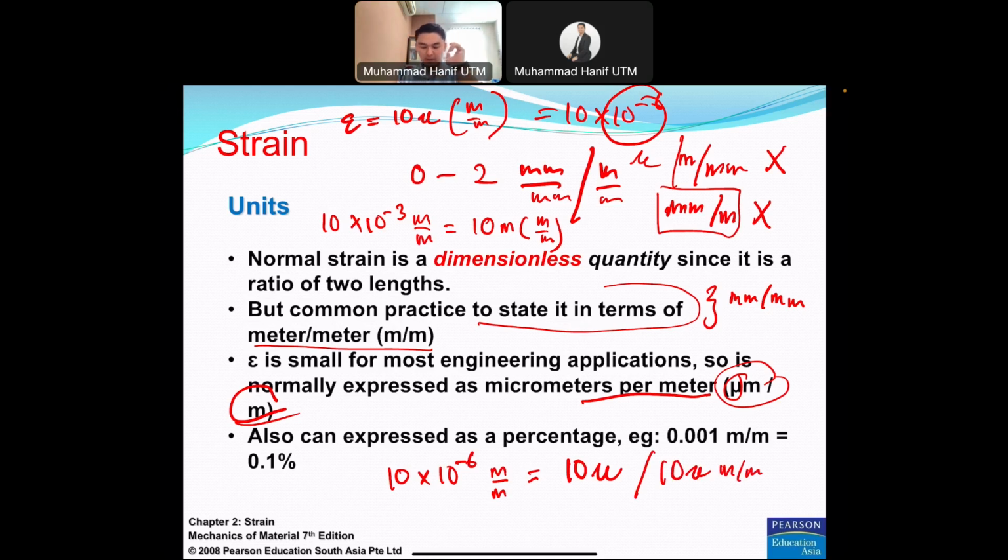Okay, and the last one, it can also be expressed as a percentage. For example, 0.001 meter per meter is equal to 0.1%. Just multiply with 100% and you will get the percentage. In industry, if you go to the design industry later on, they will normally use percentage instead of millimeter per millimeter or meter per meter. It also depends on the industry.